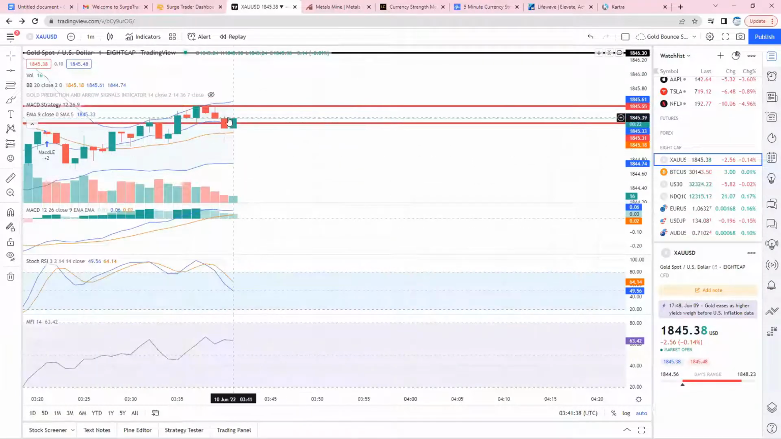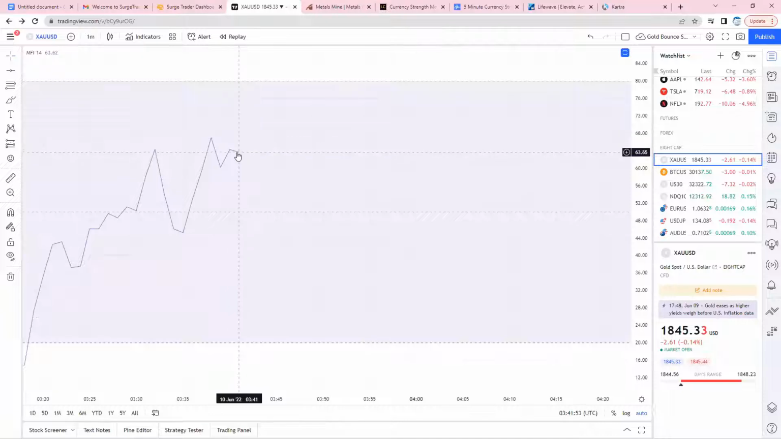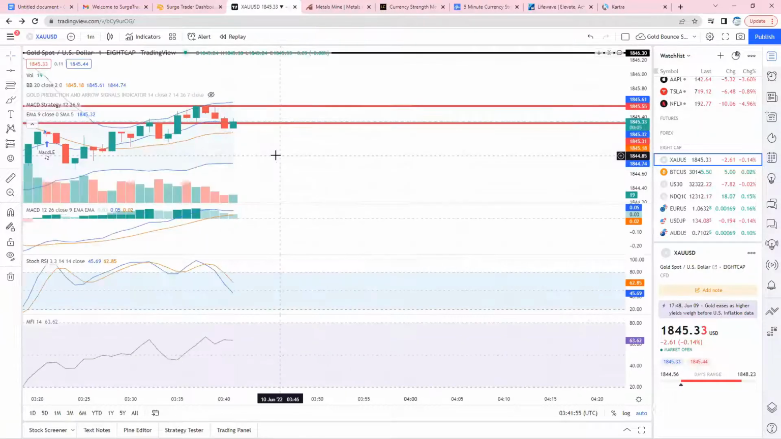Let's get this thing going down. 1, 2, 3. The next one tried to get back up. The momentum is still going down. Everything is saying it's going down. Now the money flow is pointing down too. You see it just kinked down right here.